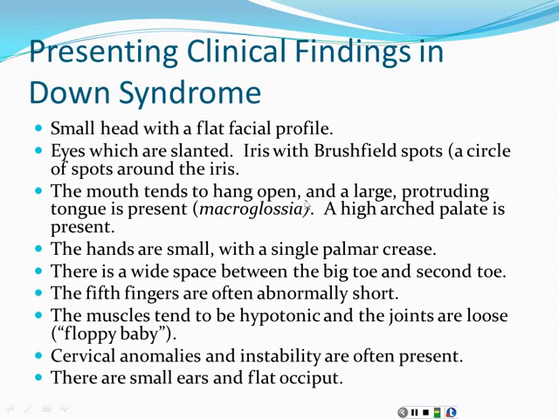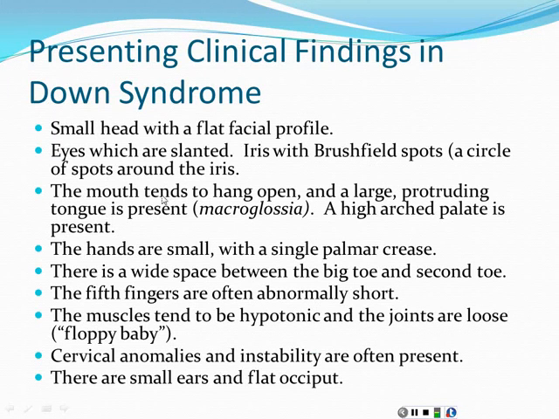So here's the list. Small head with a flat face, that's Down syndrome. Eyes are slanted and narrow, slit-like. If you can get their eyes open, which is really hard in Down syndrome babies because they're so narrow and their faces are kind of fat. Their iris has what's called Brushfield spots. So around the iris, the iris is the colored part of the eye, there's a circle of spots. Now, I don't know where those come from, but they're there.